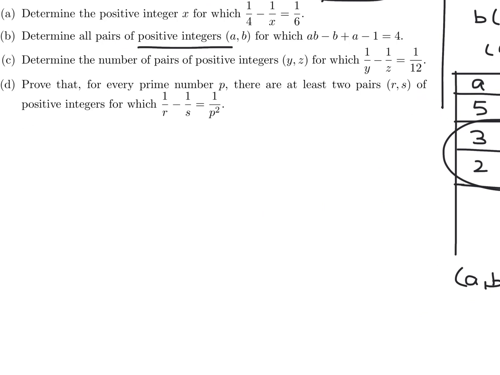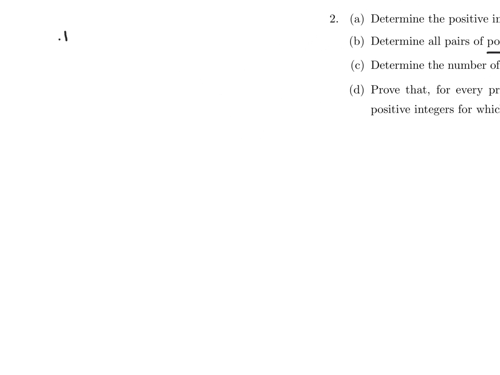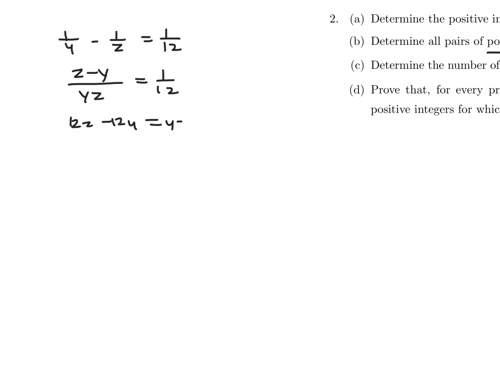Determine the number of pairs of positive integers y, z for which 1 over y minus 1 over z is 1 over 12. So same kind of story here. You have to kind of fiddle around with this. And let's see here. So we got 12z minus 12y is yz. Let's put everything on one side. yz plus 12y minus 12z. And factor out the y.